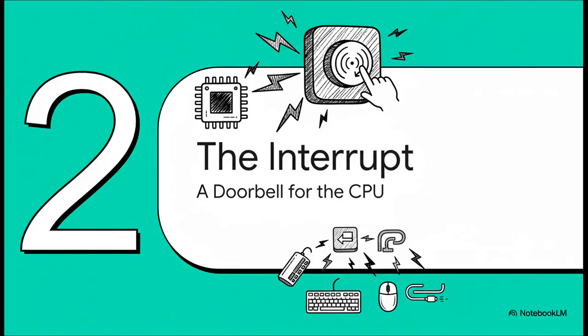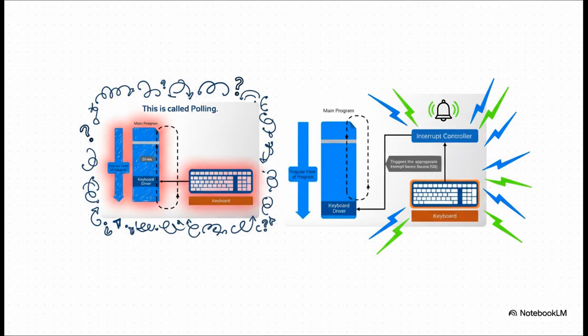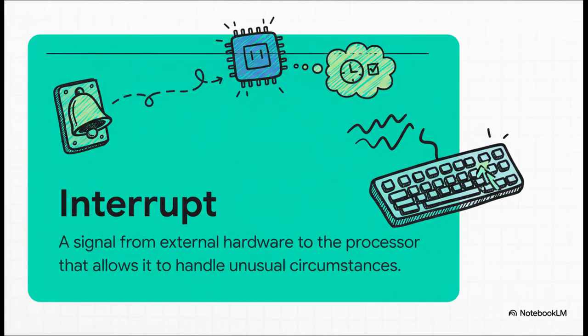And the first big breakthrough was this really elegant idea that completely flipped the script. What if instead of the CPU constantly nagging, the outside world could just tell the CPU when it needed something? So instead of that incredibly wasteful polling loop you see on the left, engineers introduced a new piece of hardware, an interrupt controller. Now the keyboard doesn't just sit there waiting to be asked. When it has something to say, it sends a signal. And that signal is called an interrupt. It is the perfect name for it, because it's basically a doorbell for the CPU.